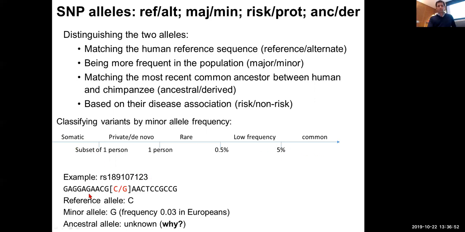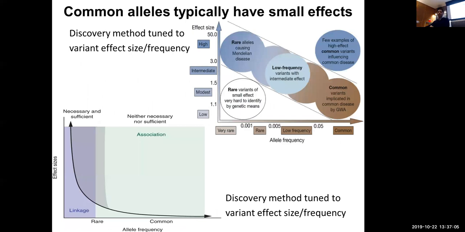So here's one example. We're going to be talking about this allele. The reference allele is C, the minor allele is G, has a frequency of 0.03, and the ancestral allele is unknown just because chimp has lost it. Everybody with me? Great. So now it's important to recognize where these frequencies are coming from.